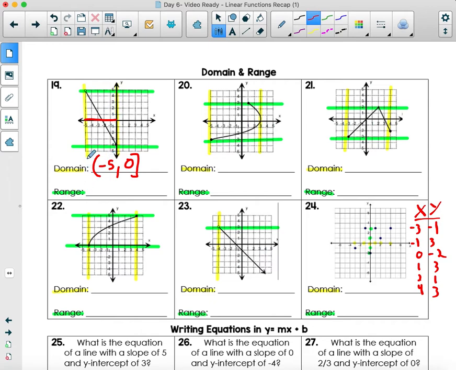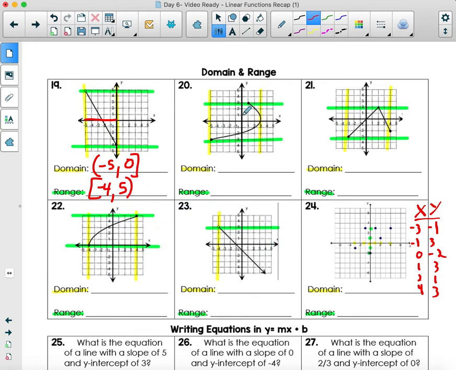Your range makes you look at your graph from bottom to top. So my bottom boundary is 4, whereas my top boundary is 5. And I apologize, this 4 is really a -4. So my bottom boundary is at -4. It's a closed circle, so it is inclusive. And then my top boundary is at 5 with that open circle, so it is exclusive.